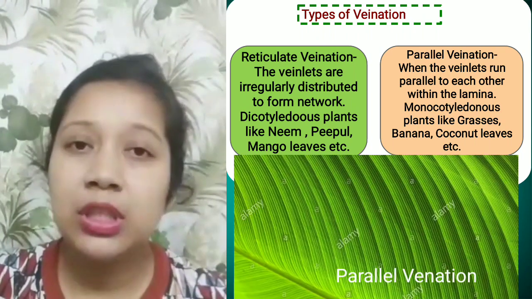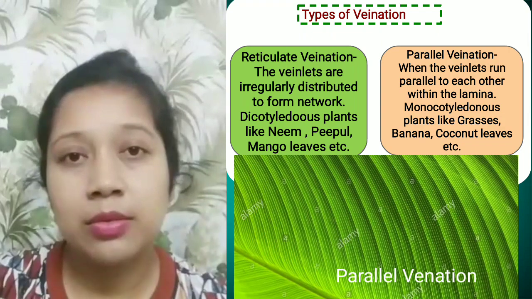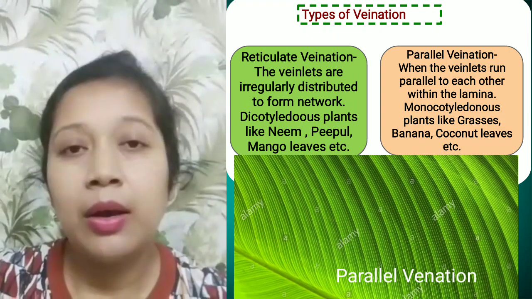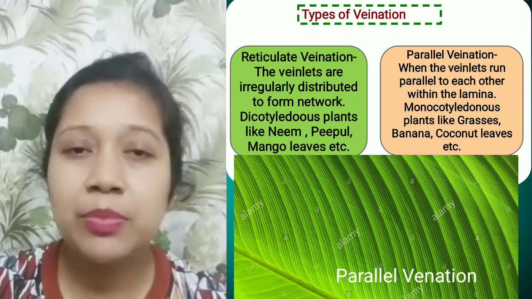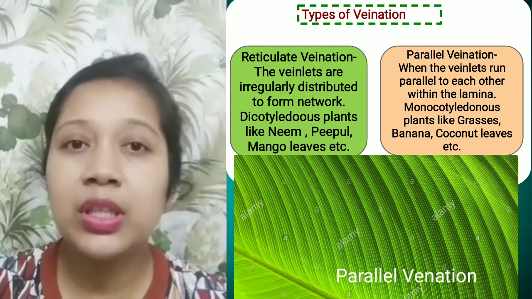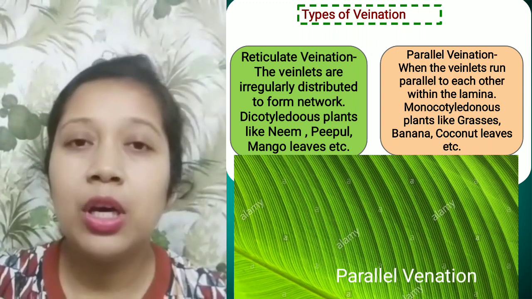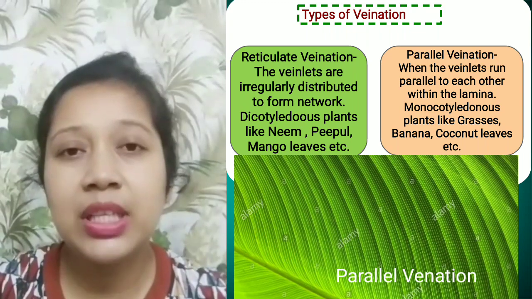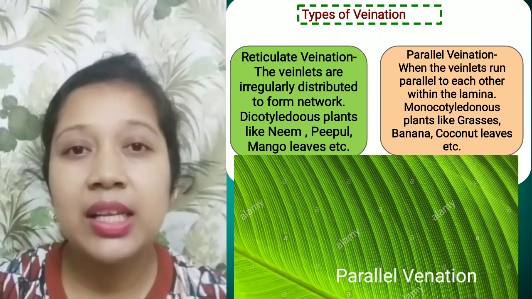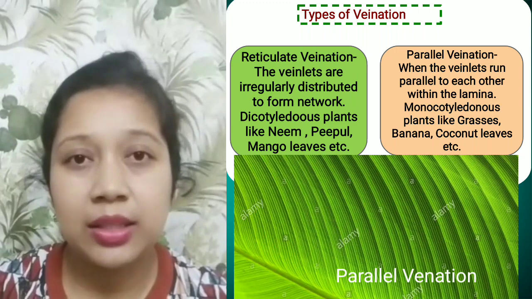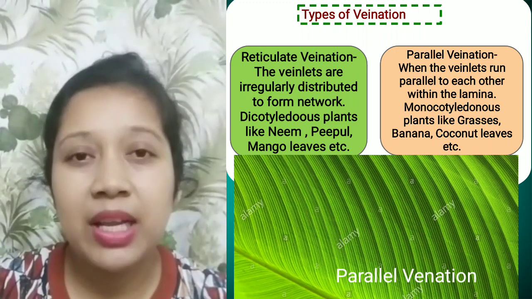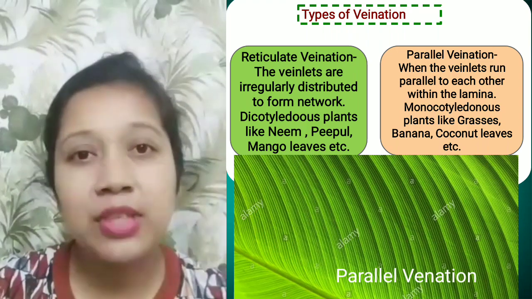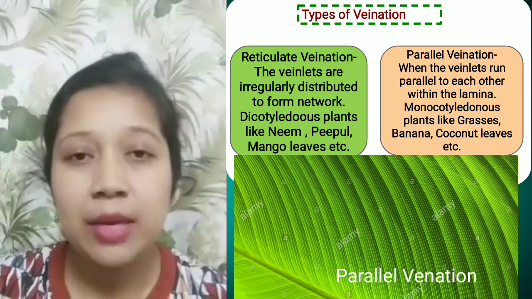Now let's come to the next type, which is the simpler one, called parallel venation. Here it means that along with the midrib region, the veins and the veinlets run parallel to each other, and therefore it is called parallel venation. This is found in monocotyledonous plants.